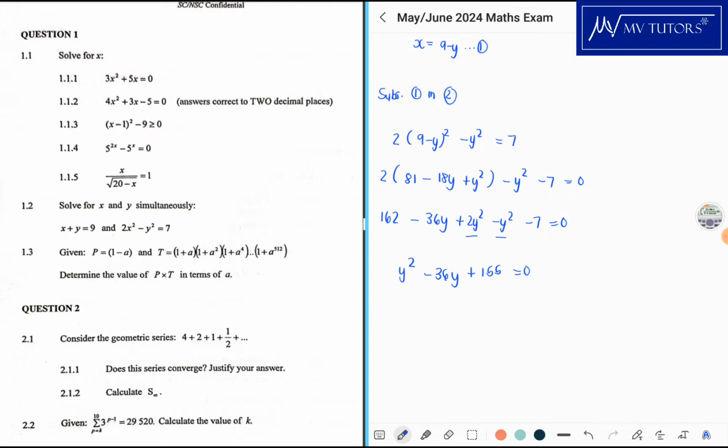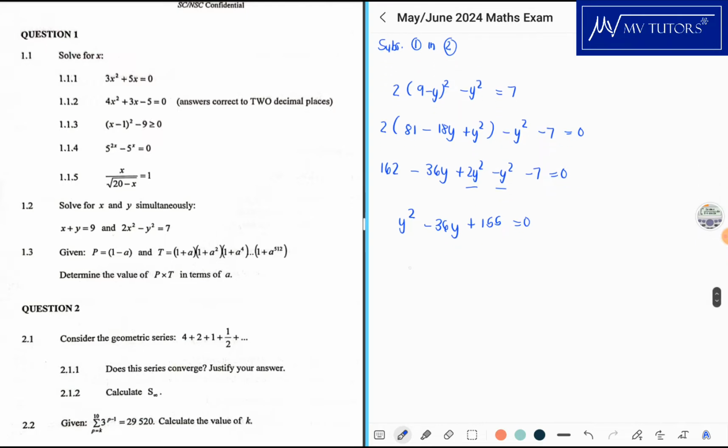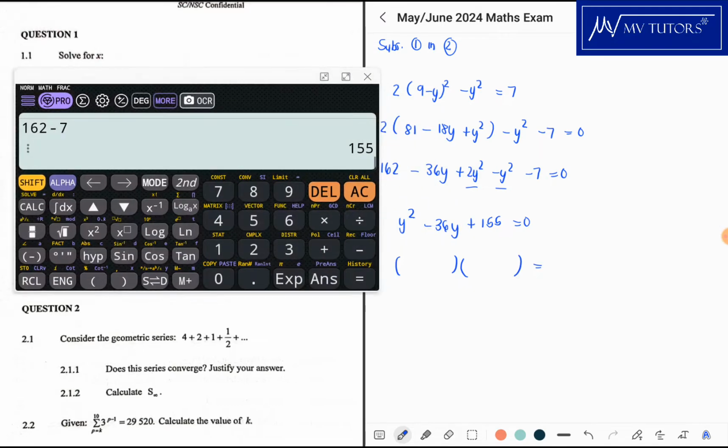The factors of 155. So at this point, I would suggest you use the quadratic formula, unless you want to figure out the factors of 155. So I'm going to take a guess and see if I can say 155 divided by 35, if I won't get anything.